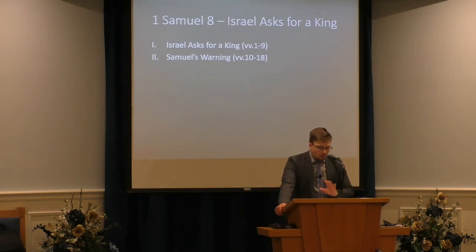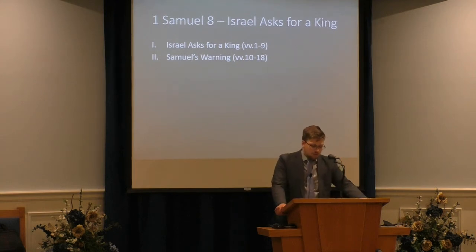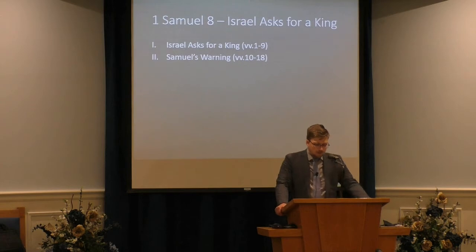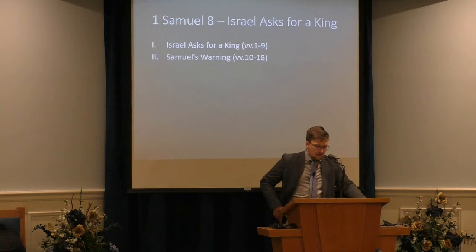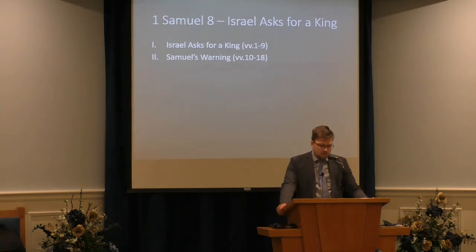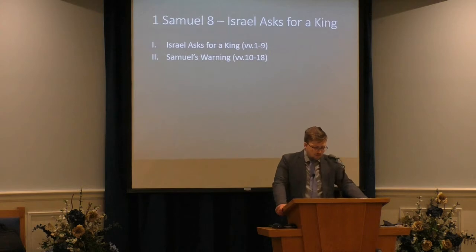So Samuel told all the words of the Lord to the people who asked him for a king. We're in verse 10, now down to verse 11. And he said, this will be the behavior of the king who will reign over you. He will take your sons and appoint them for his own chariots and to be his horsemen, and some will run before his chariots. He will appoint captains over his thousands and captains over his fifties, will set some to plow his ground and reap his harvest, and some to make his weapons of war and equipment for his chariots.